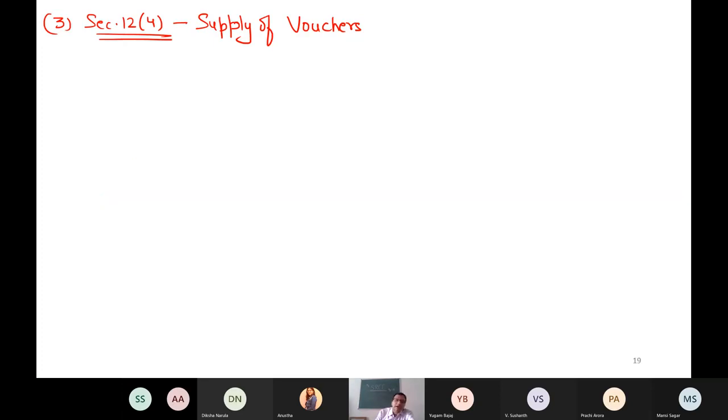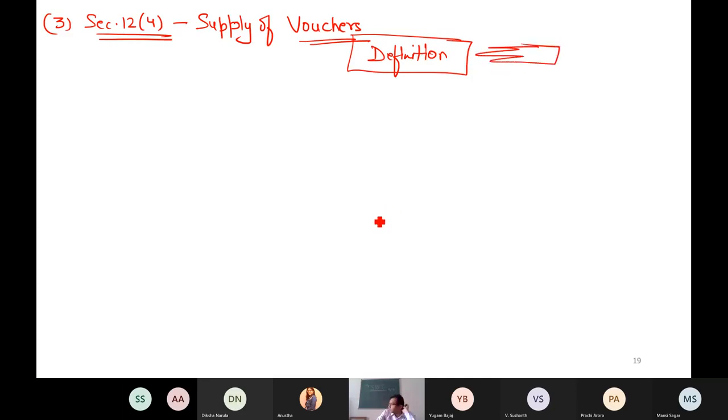Now vouchers are also defined in the Act. For that you can read the definition yourself, because I have told you that when you read the Act, don't frame your own definition. First, every single word has to be checked carefully. So for voucher, section 2 clause 118, you can read, it's easy.